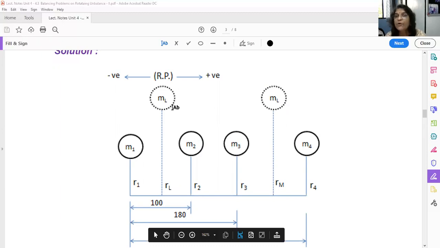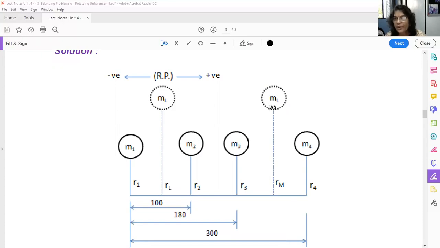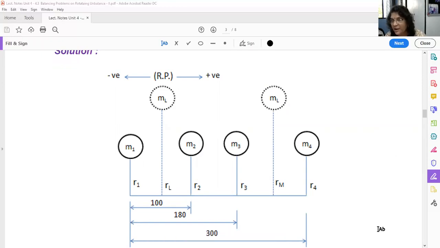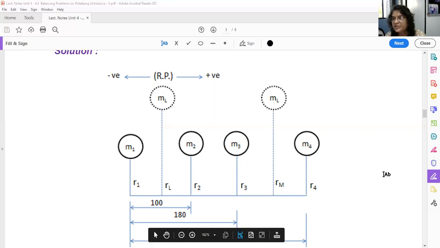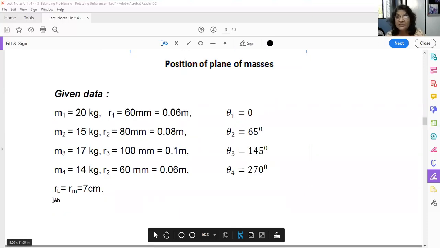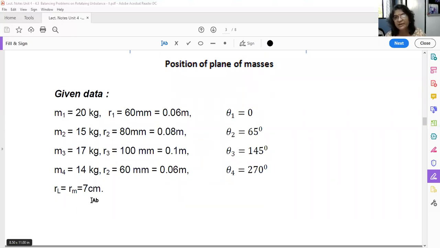You have to find out how much should be the masses ML and MM so that the complete system will be balanced. And we have to find out their angular positions also, at what angle from the positive x-axis they should be located. So this is just the given data: M1, R1, M2, R2, M3, R3, M4, R4, then their theta 1, theta 2, theta 3, theta 4. For the balancing masses to be provided, we have been given a radius of 7 centimeter.